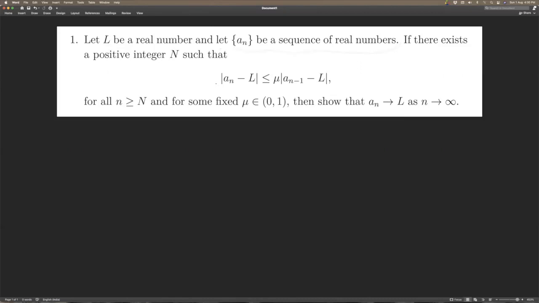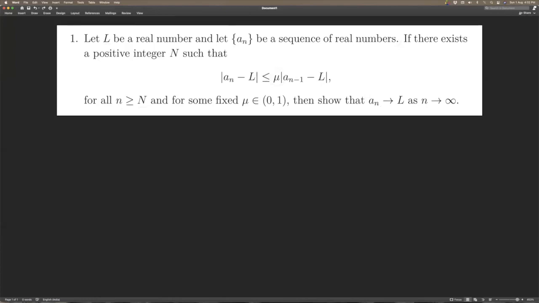This sequence a_n satisfies a condition that says that modulus of a_n minus L is less than or equal to mu times modulus of a_(n-1) minus L, and this condition is satisfied for all indices n greater than or equal to capital N, where capital N is some positive integer, and mu is some real number between 0 and 1. If this is so, then the question asks us to prove that a_n tends to L as n tends to infinity.